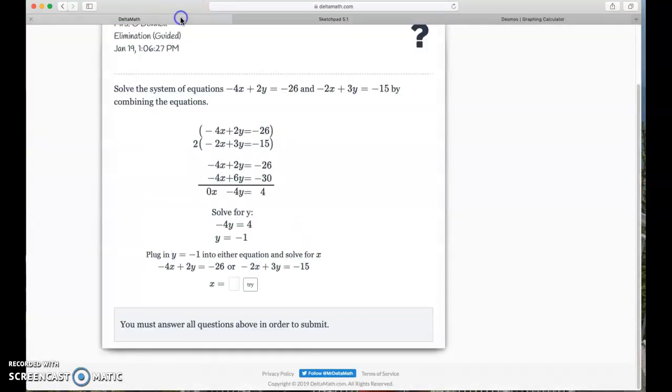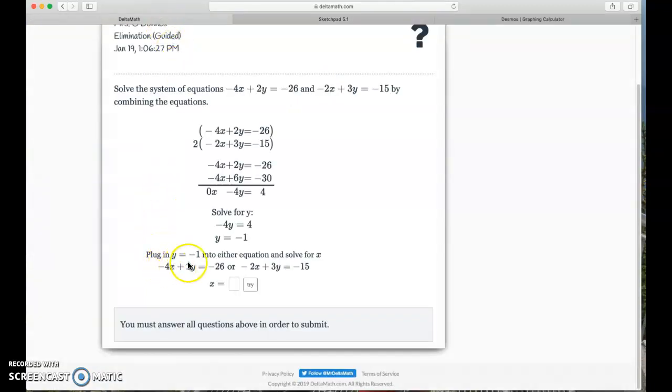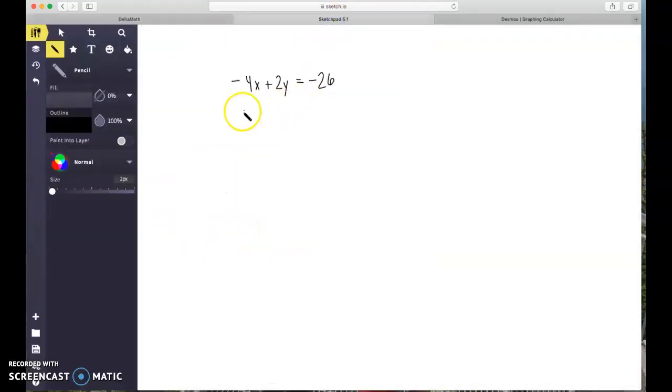I'm going to hop over to my sketch pad here. So we'll just do the first one. Negative 4x plus 2y equals negative 26. So if I hop over here, I'm writing this down. Negative 4x plus 2y equals negative 26. I'm going to double check that. Negative 4x plus 2y equals negative 26. Y equals negative 1. So if y equals negative 1, I can take out my y and substitute in the negative 1. And so I've got 2 times negative 1 is negative 2.